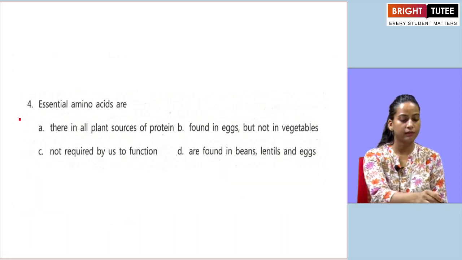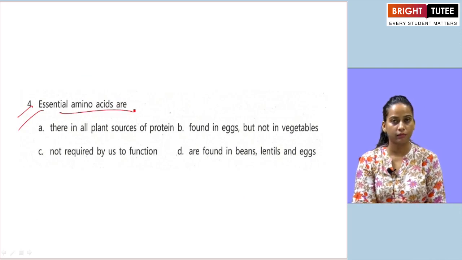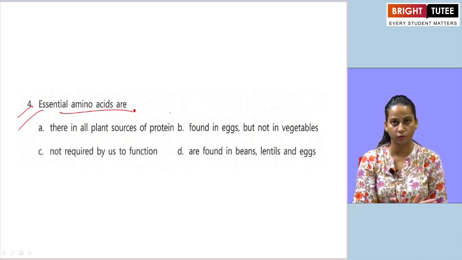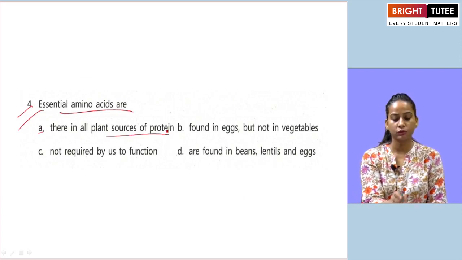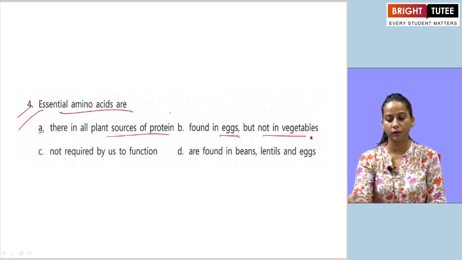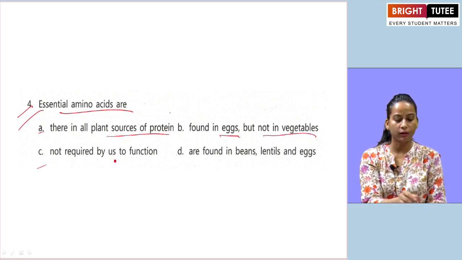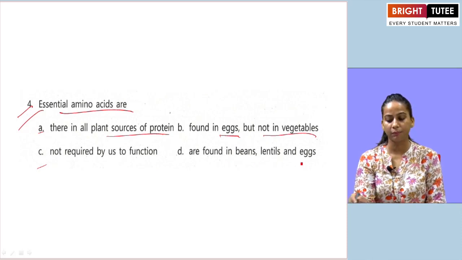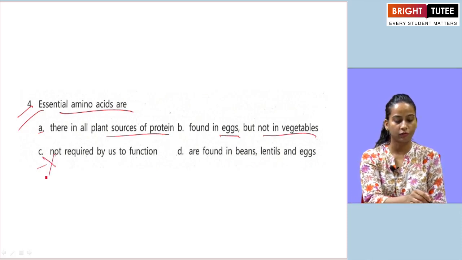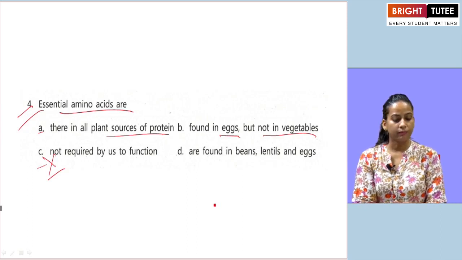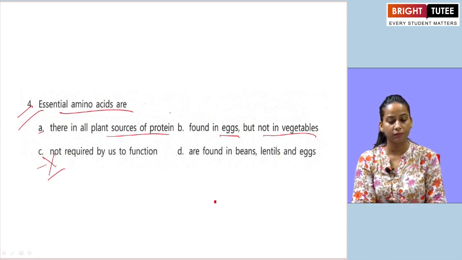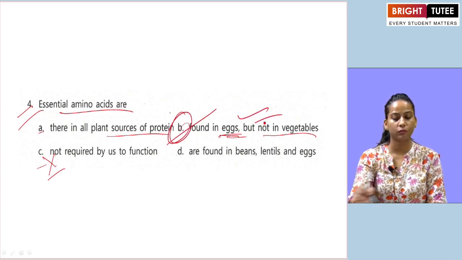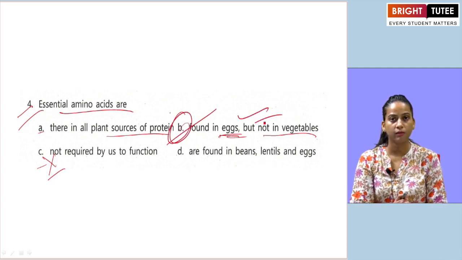Question number 4 we are taking here, essential amino acids are. We have to find out which one is the correct option out of these 4. First one, there in all plant sources of protein. B, found in eggs but not in vegetables. C, not required by us to function. D, found in beans, lentils and eggs. So this is not the correct one. Here, amino acids, according to the passage, it is clearly given, they are specially found in eggs but not in vegetables. So option B is going to be the correct answer for question number 4.